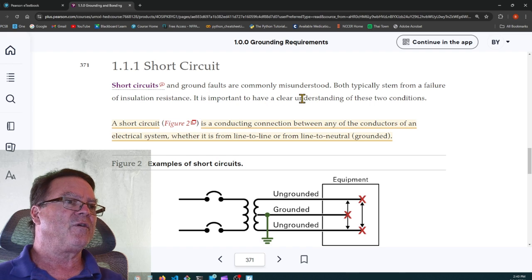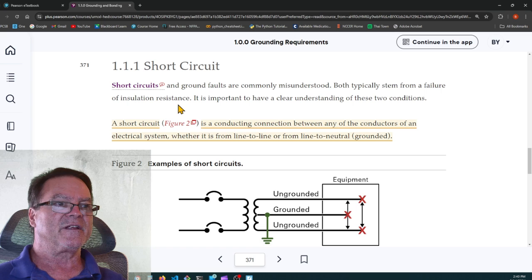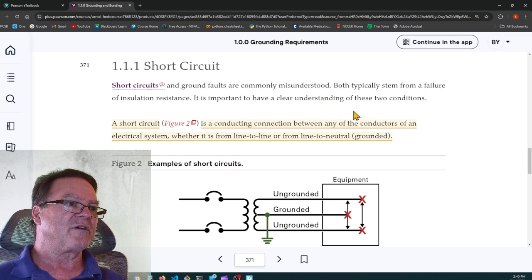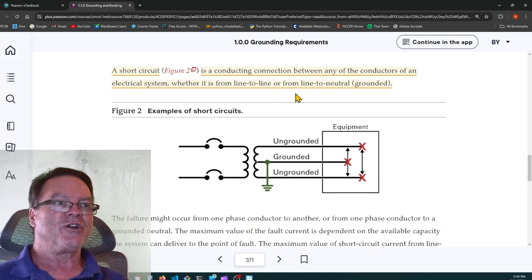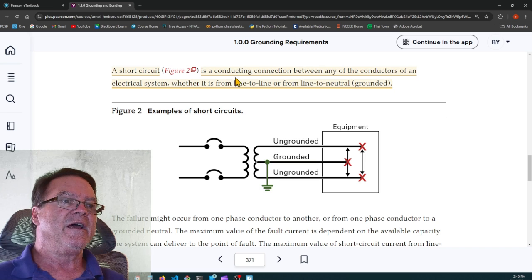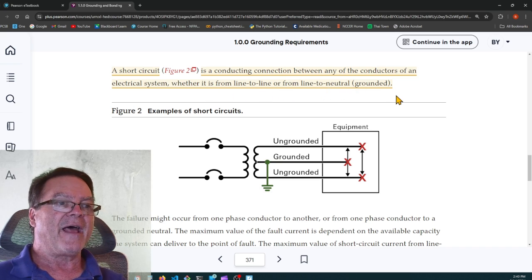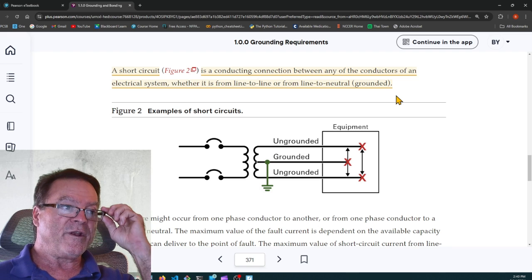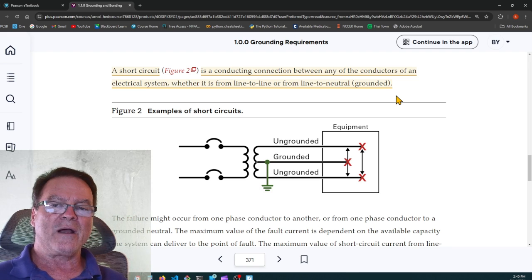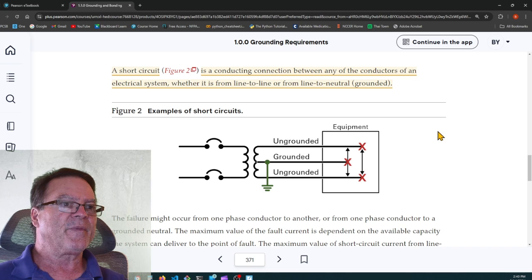Short circuits and ground faults are commonly misunderstood. Both typically stem from a failure of the insulation resistance. It's important to have a clear understanding of these two conditions. A short circuit, this is a highlight, is a conducting connection between any of the conductors of an electrical system, whether it's from line to line or from line to neutral. That is a short circuit. When you involve the earth or ground, that's a ground fault.